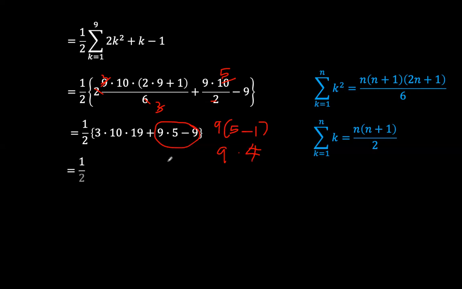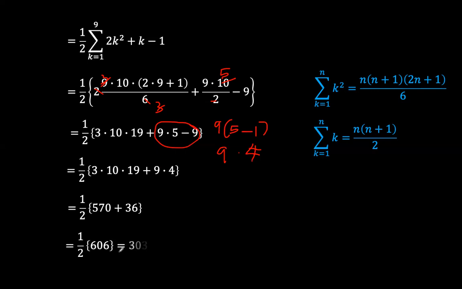So we have a half, 3 times 10 times 19 plus 9 times 4. And now this is 30 times 19, which is 570. 9 times 4 is 36, which is a half times 606, which is equal to 303. And this is the final answer for this problem.